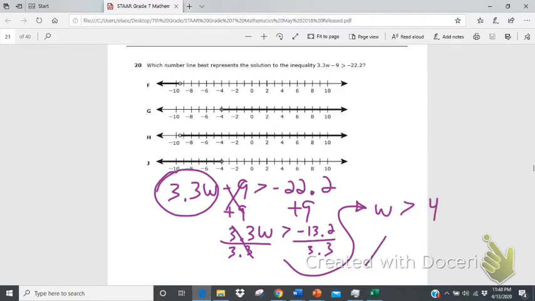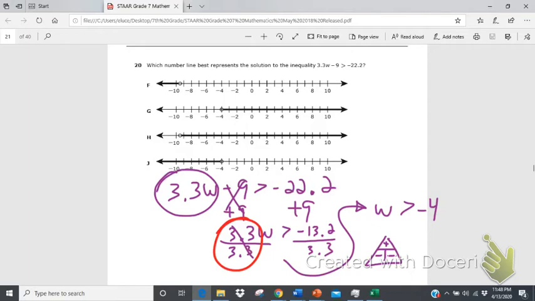But ladies and gents, please don't forget your operations here. When you guys divide a negative and a positive, your answer is a negative. So W is greater than negative 4. And here, since my coefficient was not a negative, since we didn't have to multiply or divide by a negative number, we don't have to flip or reverse our inequality.